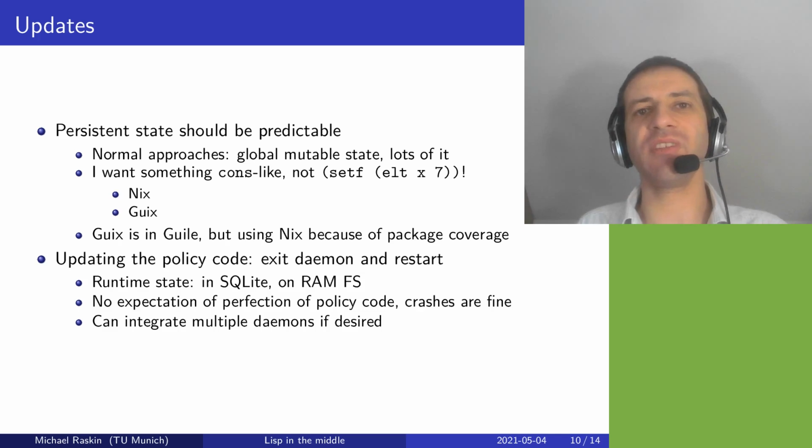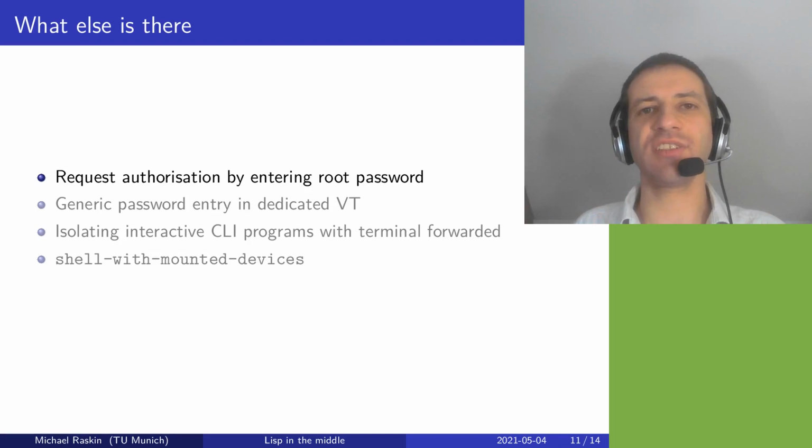And this means I don't have any expectation of perfection of policy code. I can experiment with it because crashes are fine. I intend updating to be based on crashing, and also an experiment can end up in a crash, and that's fine. And also it means that I can integrate multiple daemons if I wish to. So what else is there?